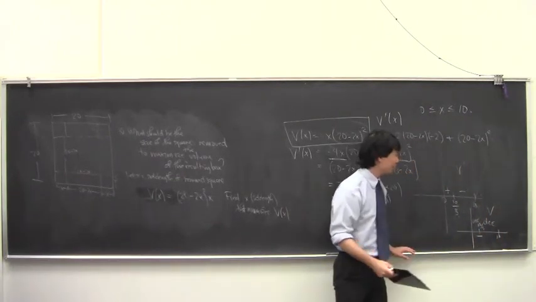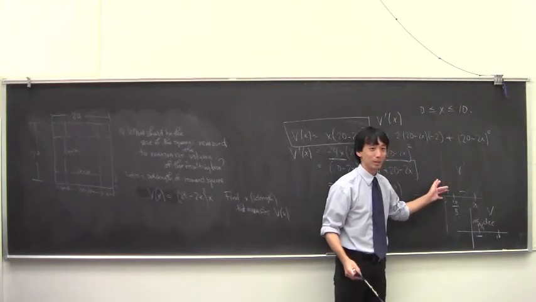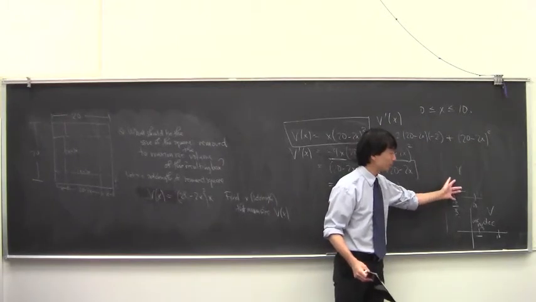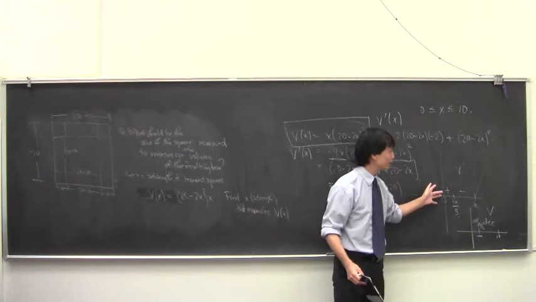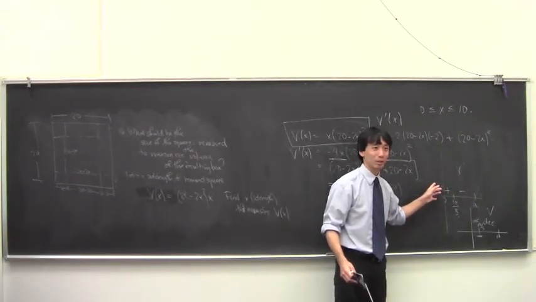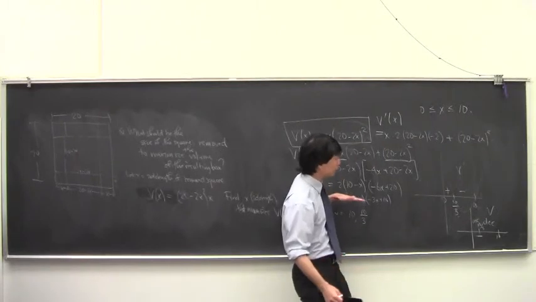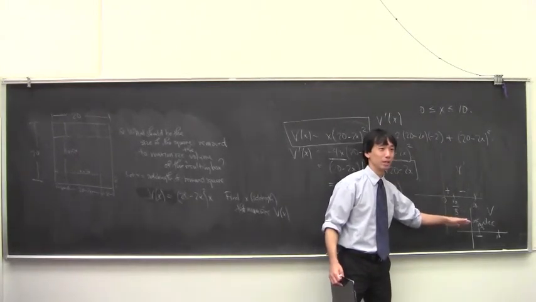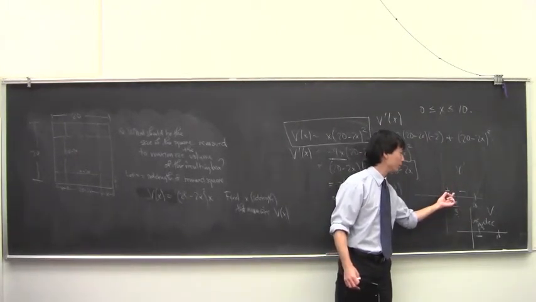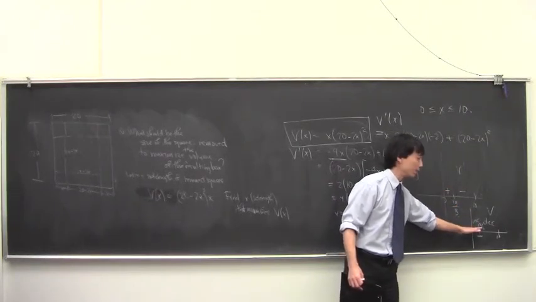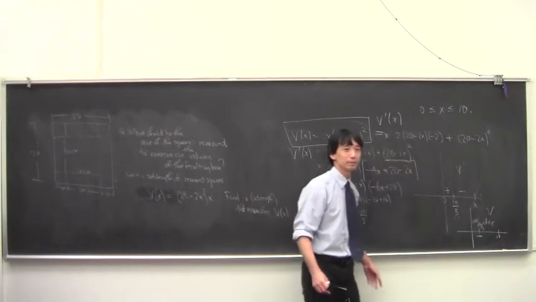Got it. Yeah. And people often sort of get confused between V prime and V. So remember, try to keep them separated. Right? This thing here we calculated was V prime, and it tells you about V. V prime was positive here, negative here, so that means that V is increasing here and decreasing here.